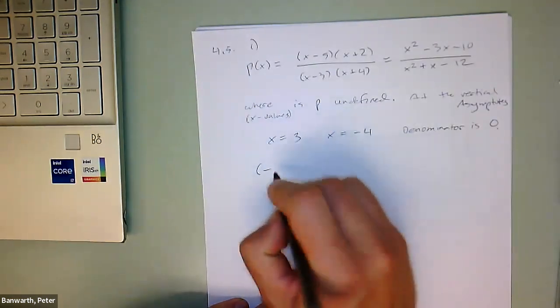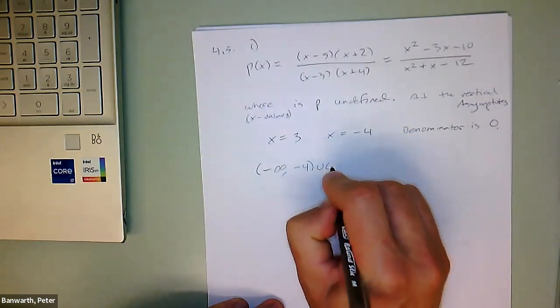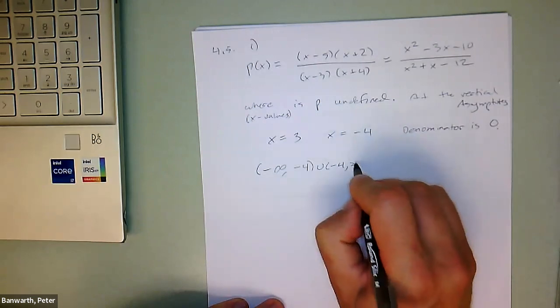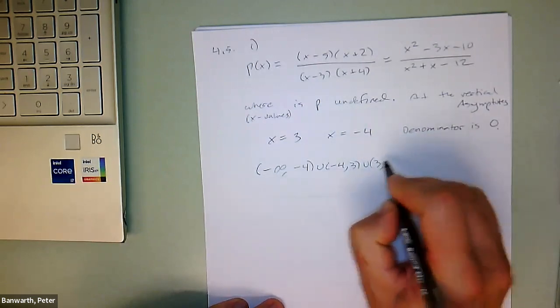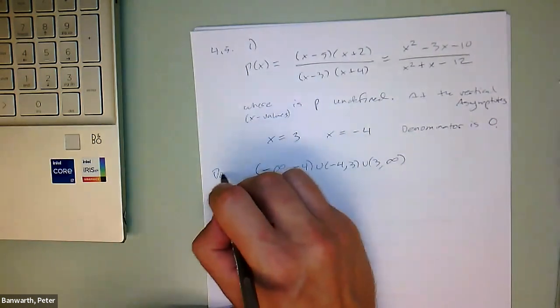So I can start all the way back at minus infinity. I can go all the way up to minus 4, but I have to cut it out. Then I can go up to 3, but I have to cut it out. And then I can go all the way up towards infinity. And that's my domain.